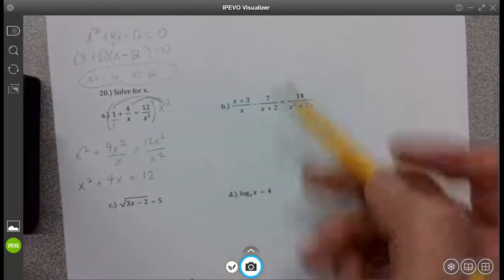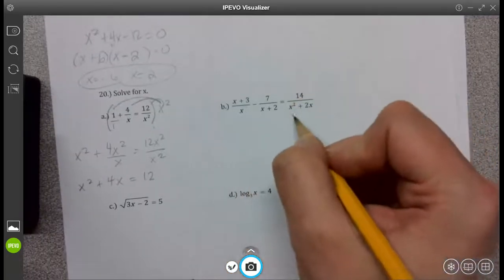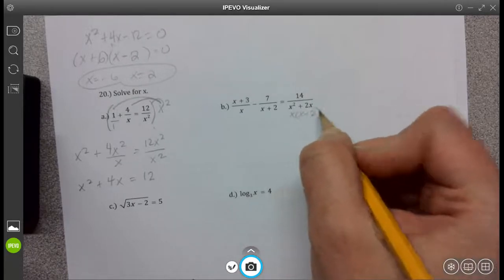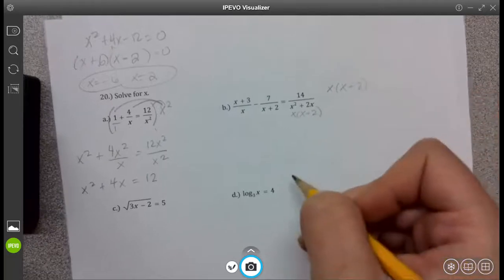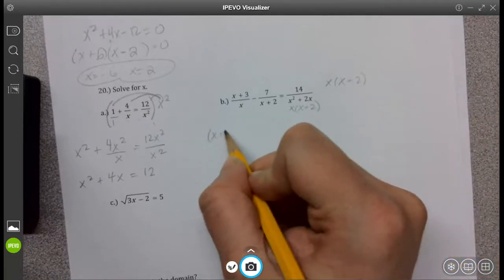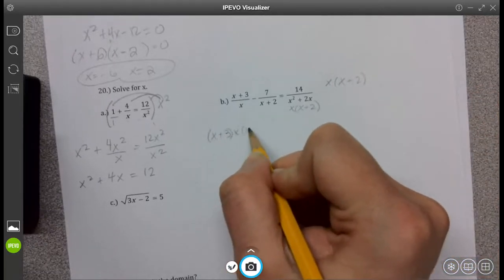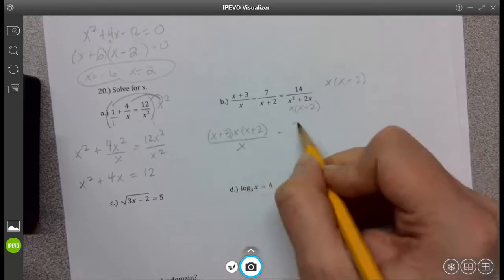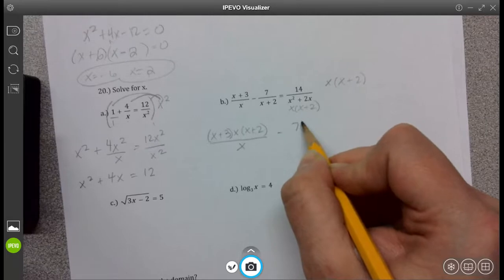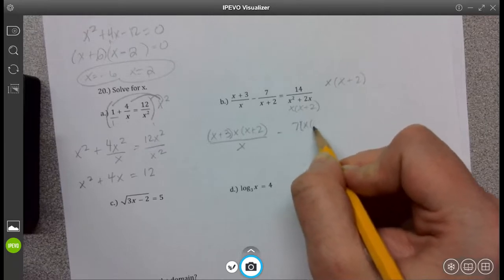Okay, here, my denominators are x, x plus 2, and x times x plus 2. So if I multiply all the numerators by x times x plus 2, the denominators will disappear. Multiply to that numerator. Multiply to this numerator. Let's do that. Sure.